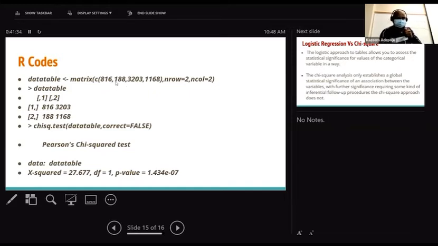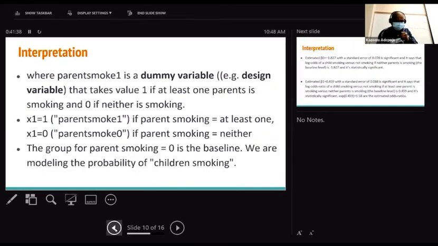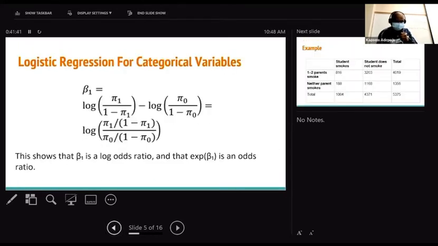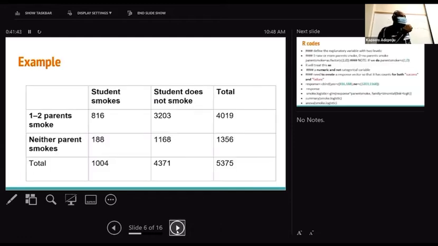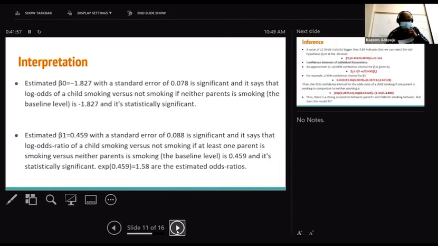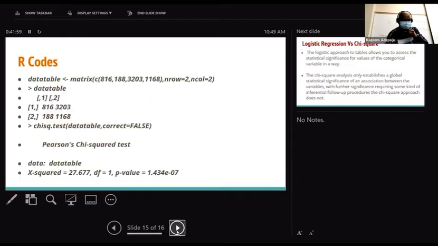Now look at the way I wrote it, 816188. I want to show you something now. You can see the one I wrote first is the one for the response yes, then followed by this one. I'm going to write them together. Do you see 816,188? I'm writing the yes response first, followed by the no response.